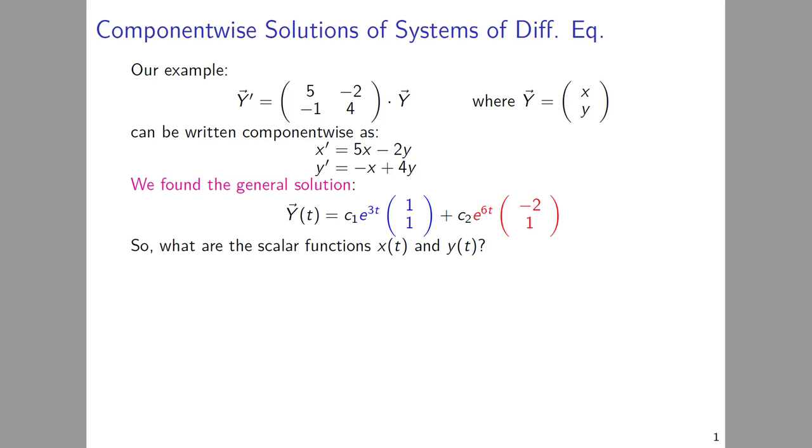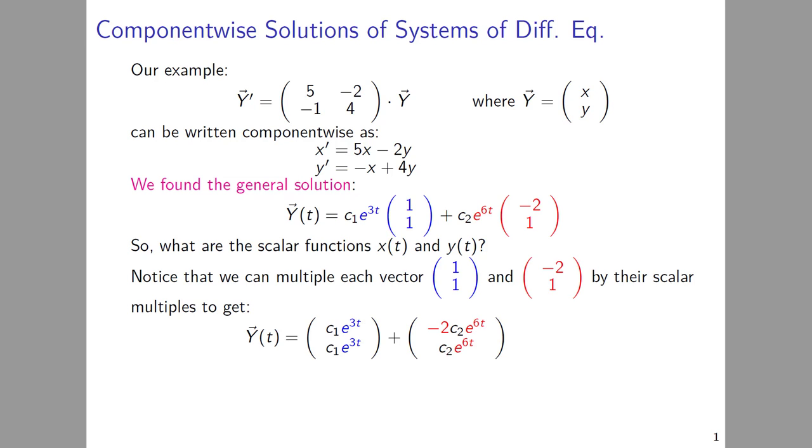Have we found those? To find each of these components of our vector function y, we want to write y, which is [x, y], as one single vector. To do this, let's first observe that we can multiply each vector [1, 1] and [-2, 1] by their scalar multiples. That is, we can do c1 e to the 3t times the vector [1, 1] and c2 times e to the 6t times the vector [-2, 1].